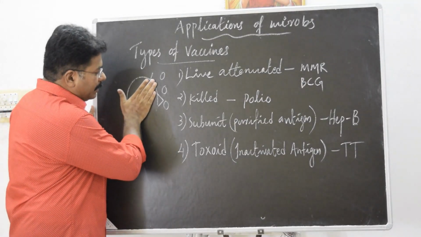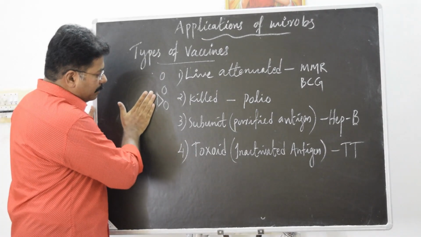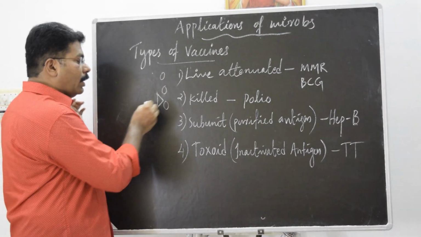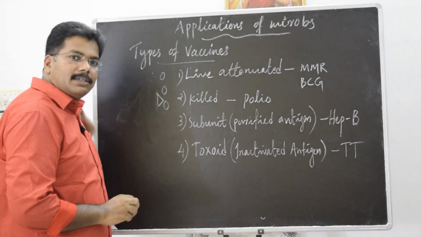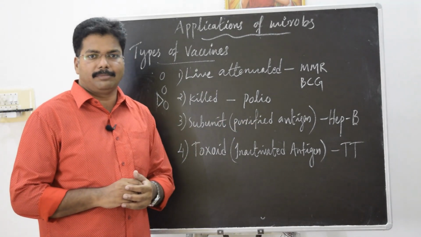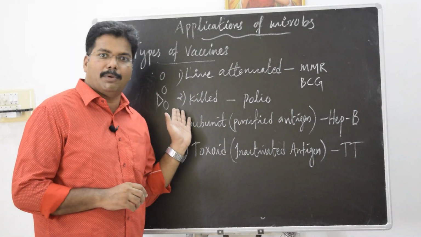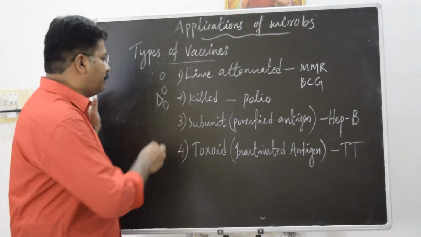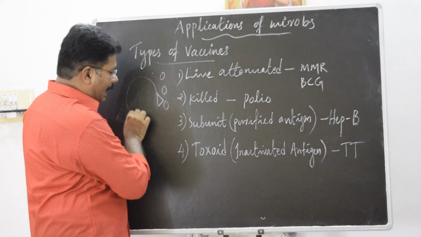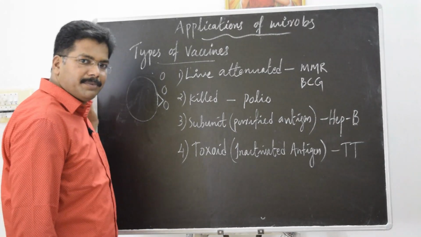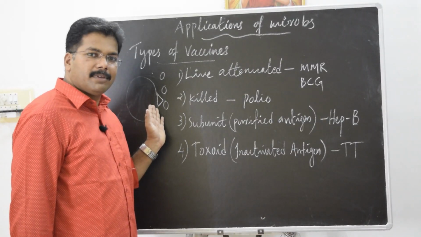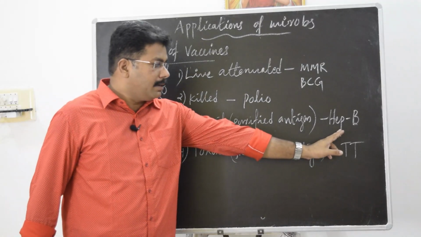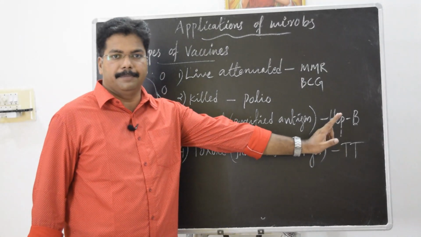And the next one is subunit vaccines or purified antigen. This time not the organism, but this antigenic part alone we will extract and inject. So antibodies also will be produced, so the immunity remains active against this particular organism that has this particular antigen. That is the technique. Example is the vaccine against hepatitis B.